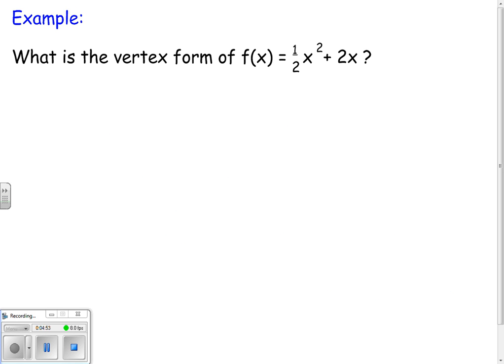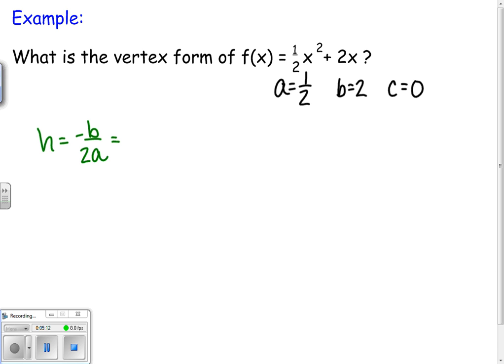The vertex form of f of x equals 1/2 x squared plus 2x. We're going to find a, b, and c first. My a value is 1/2, my b value is 2, and my c value is 0. It's okay. Might make you a little uncomfortable, but it's just 0. So we're going to find h first, which was negative b over 2a. So it's negative, my b value is 2, over 2 times a, which is 1/2. So I get negative 2 over 1. Use the calculator if you need to. So my h value is negative 2.